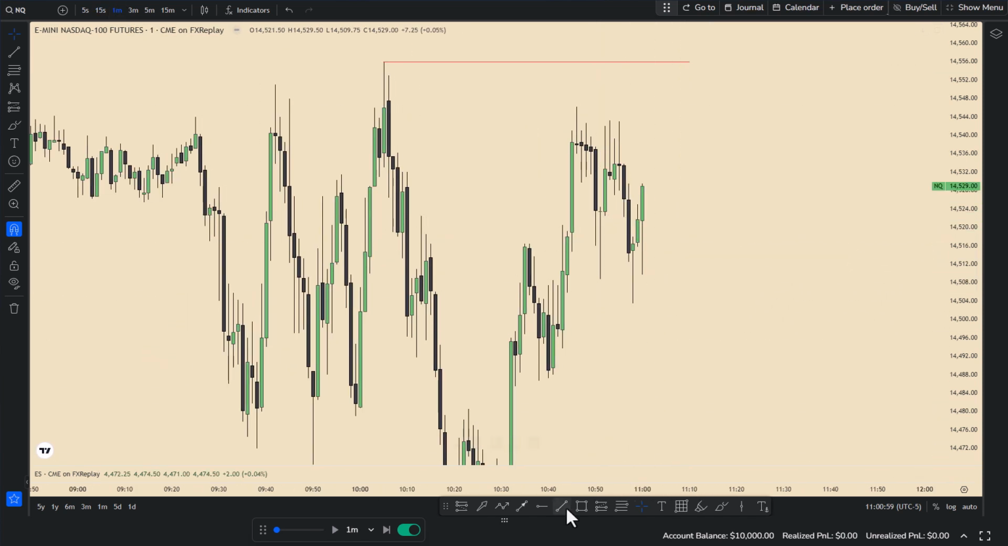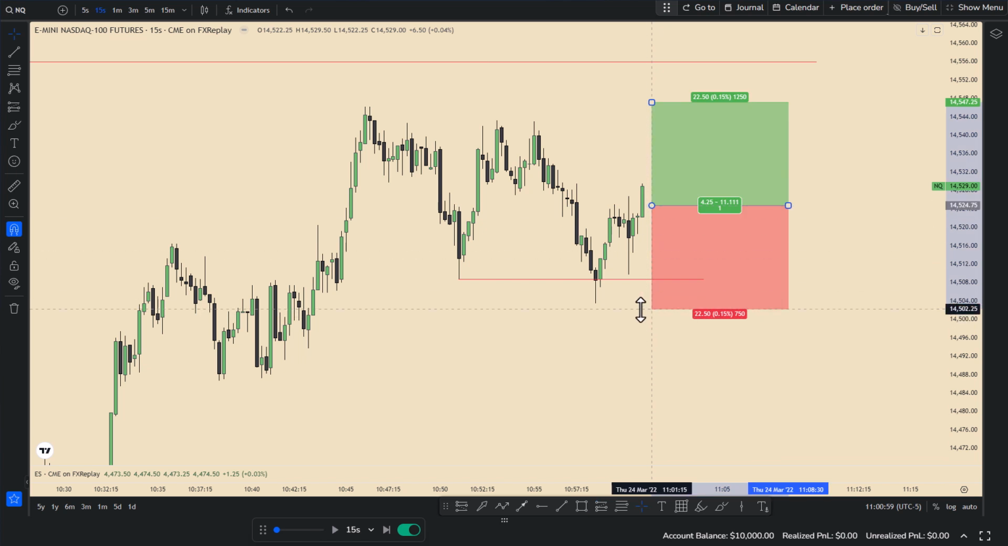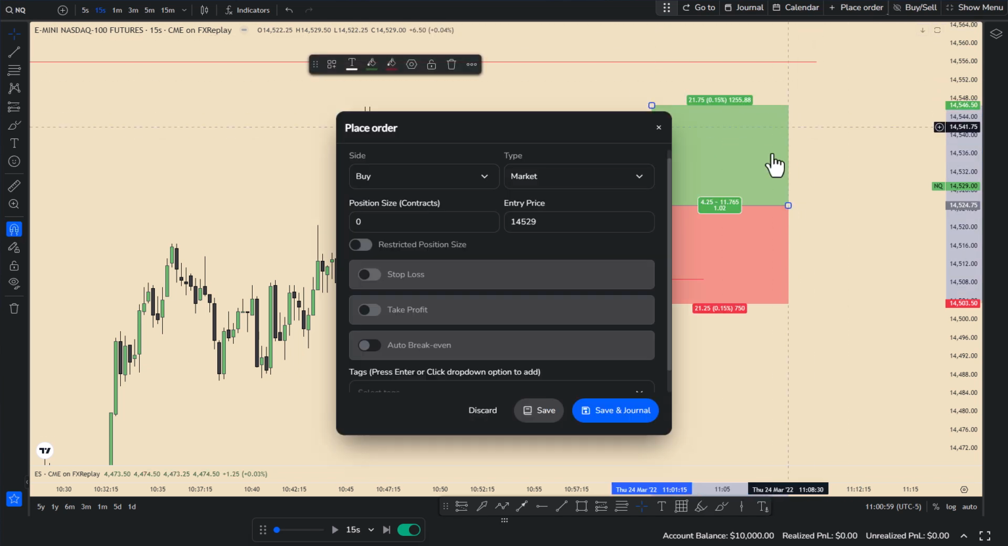Okay, so we have a sweep here. Jumped into this zone. We closed above this imbalance. Alright, so let's take a trade from here. Let's see if we're gonna get that. I'm gonna put my limit here, stop loss here, and let's target this high for 1-to-1. Let's place the order by limit.